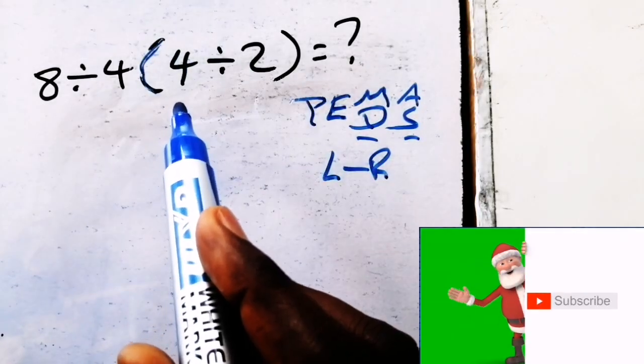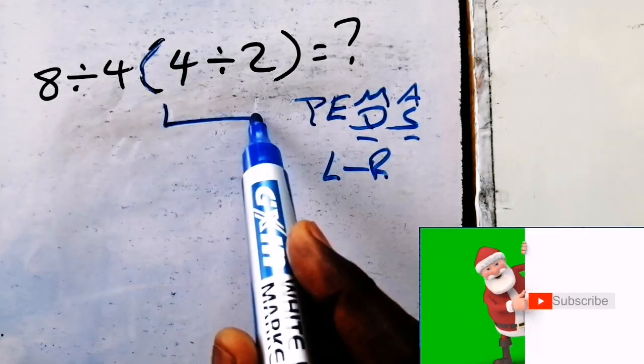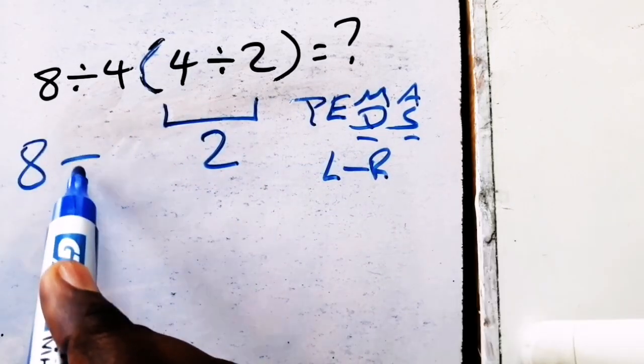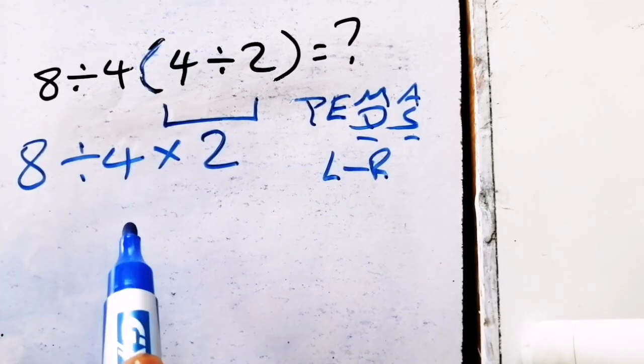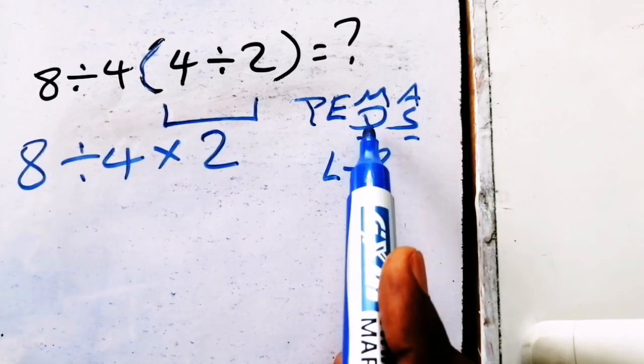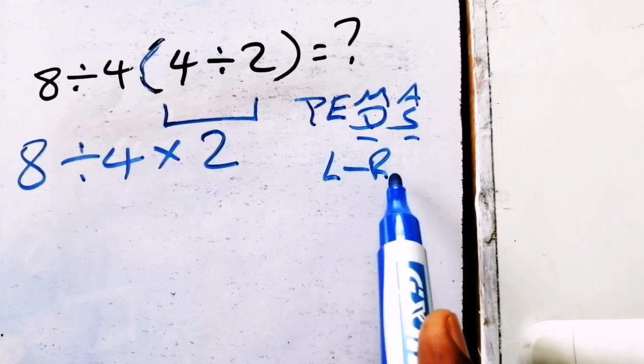Therefore, we have to do parenthesis first. Inside the parenthesis, 4 divided by 2, which is 2. Then 8 divided by 4 times 2. In this expression, there is one division and one multiplication. Remember that multiplication and division have equal priority. We have to work from left to right.